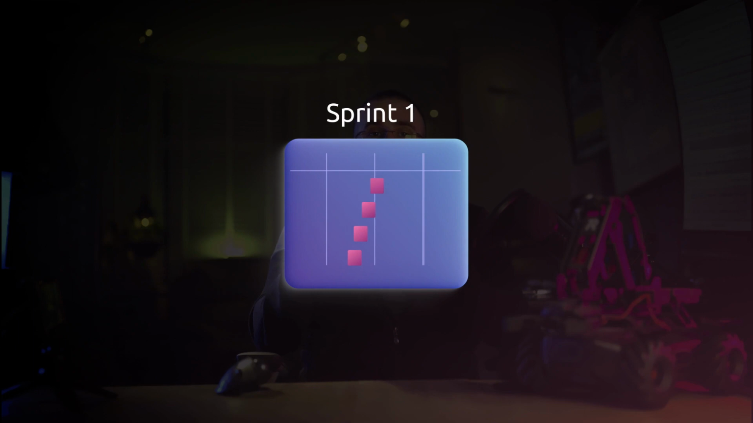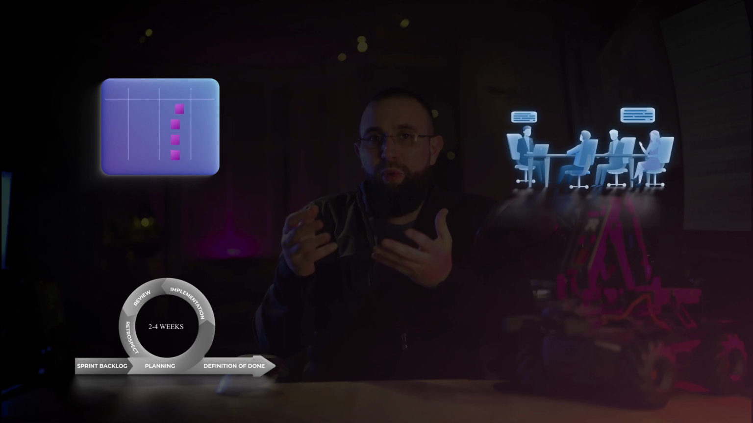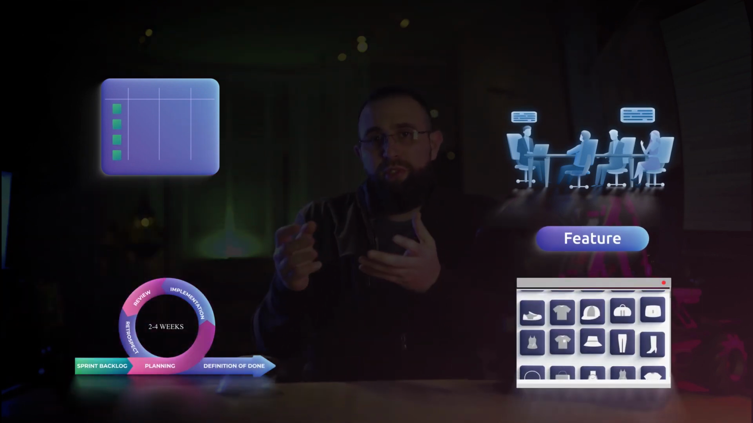You can think of a story as a small function, such as a login function or notification in the app. The team will then take a bunch of those stories and start developing them in what's called a sprint. A sprint is usually a 2 to 4 week iteration, or a cycle, as we said before, where the developers will design, develop, test, and release a bunch of those stories.